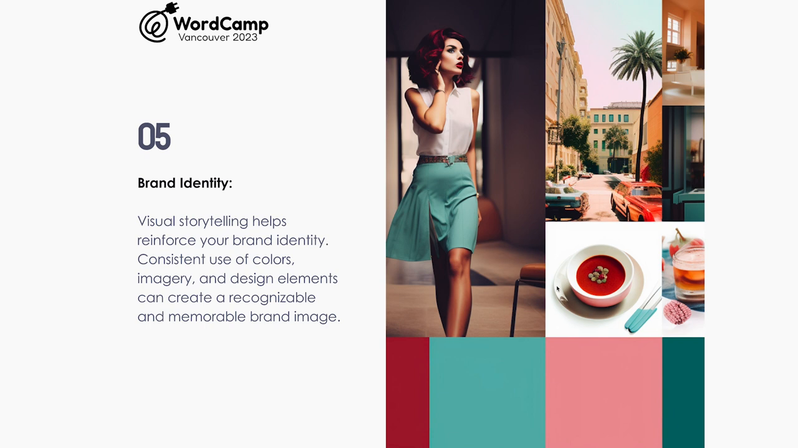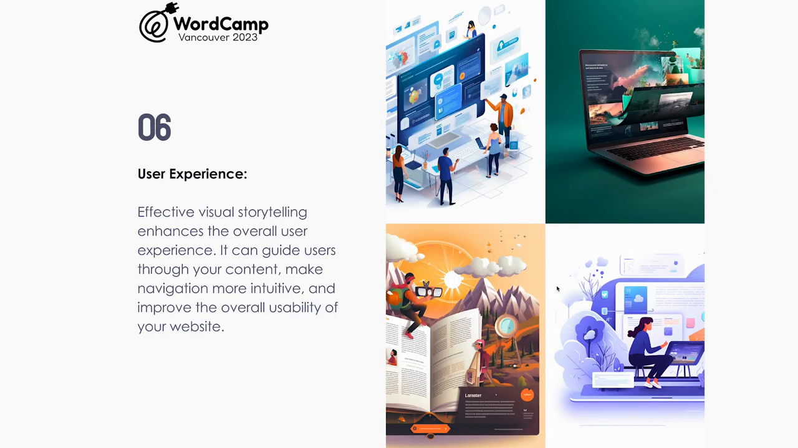Number five, brand identity. Visual storytelling helps reinforce your brand identity. Consistent use of colors, imagery, and design elements can create a recognizable and memorable brand image. Number six, user experience. Effective visual storytelling enhances the overall user experience. It can guide users through your content, make navigation more intuitive, and improve the overall usability of your website.